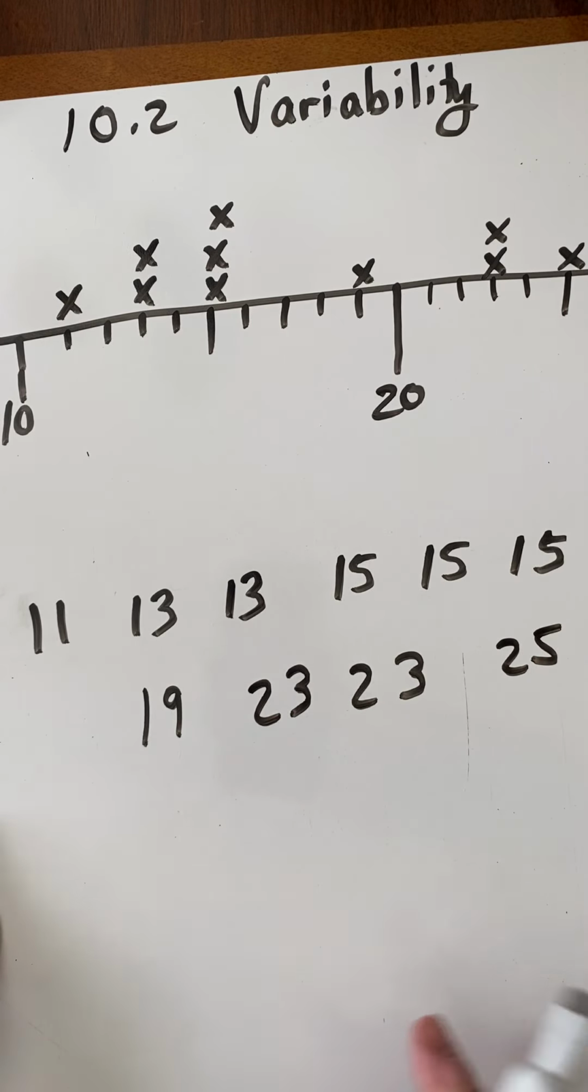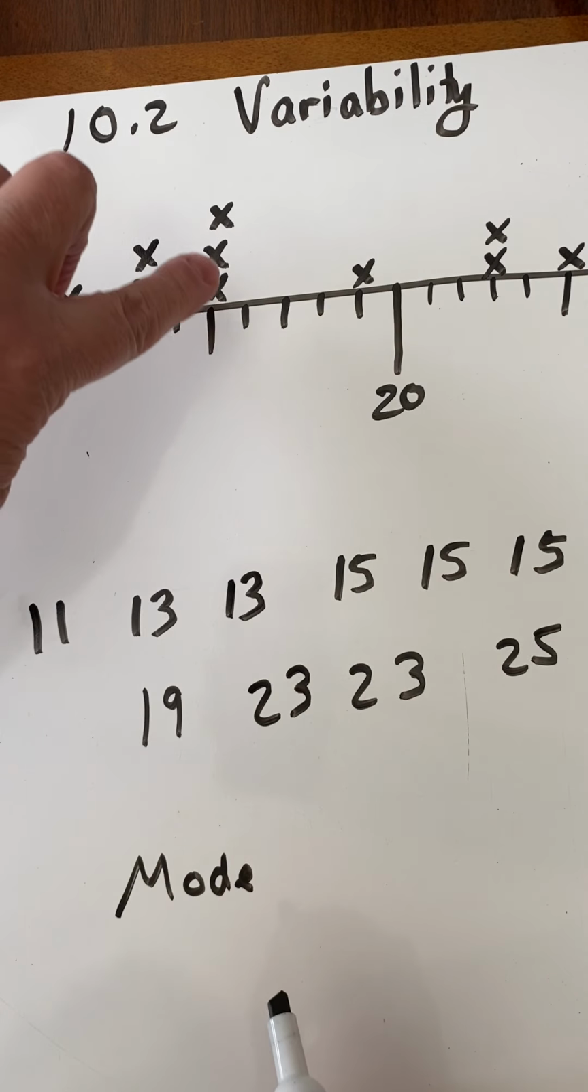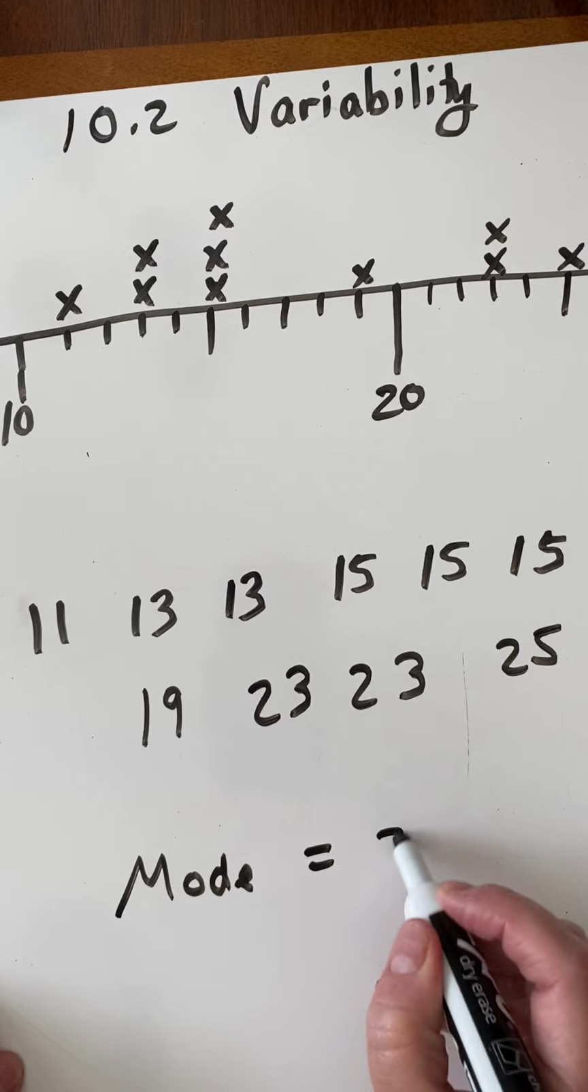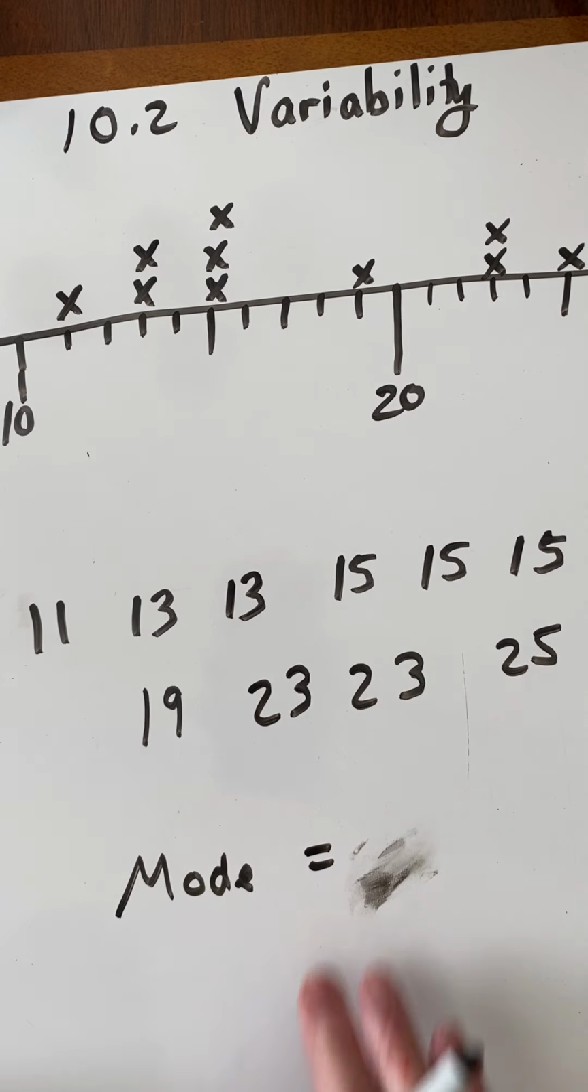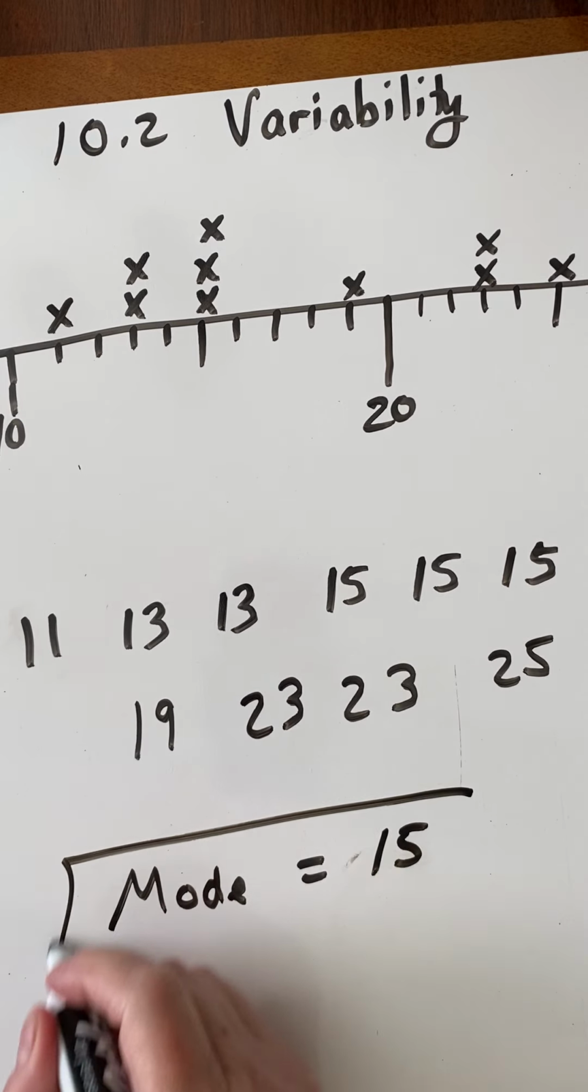If I want to look at my center, my mode is pretty easy. The one that has 3 right there would be my mode, so 15 is going to be my mode.